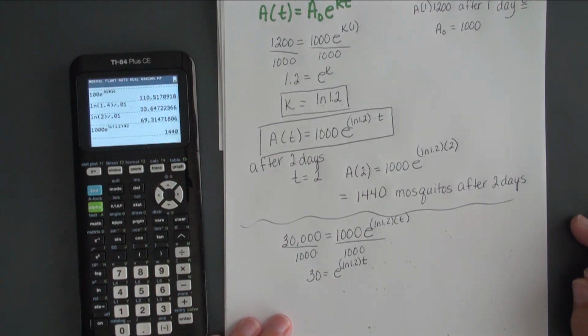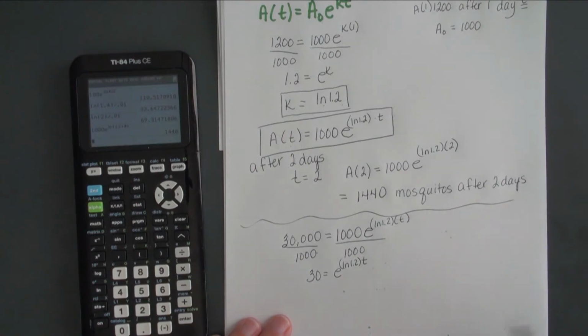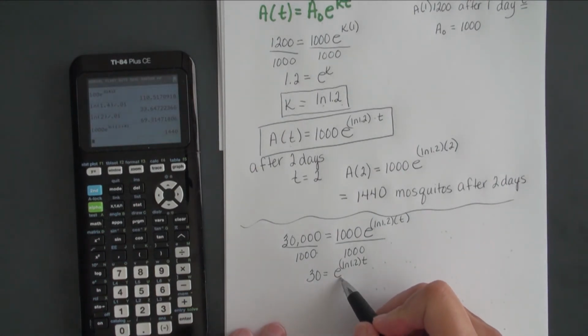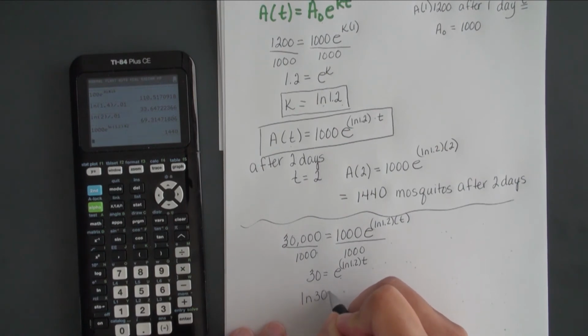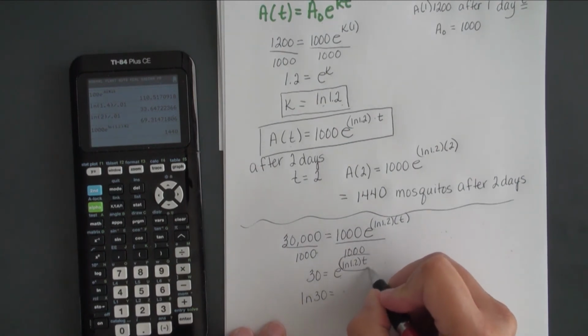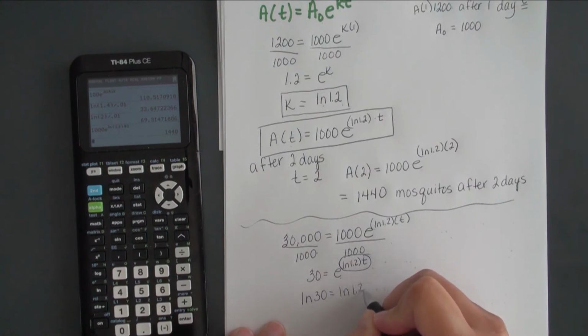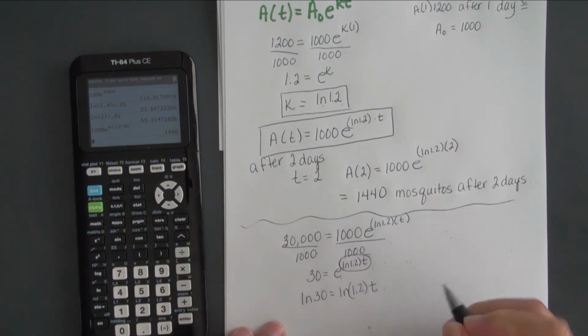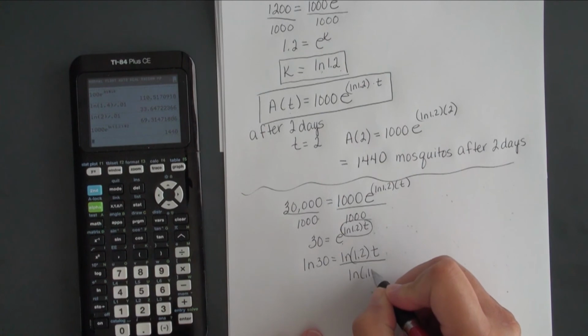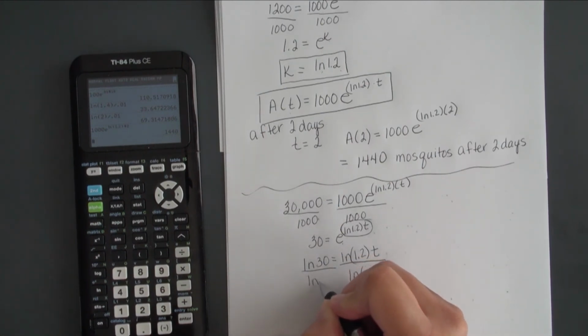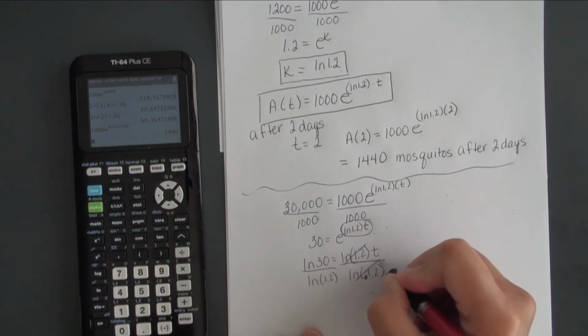Now I'm going to write this in logarithmic form. Base e means we're going to have the log base e, or natural log, of 30 equals this exponent, natural log of 1.2 times t. And to finish my problem, I'll divide both sides by natural log of 1.2. And that'll give me my t.